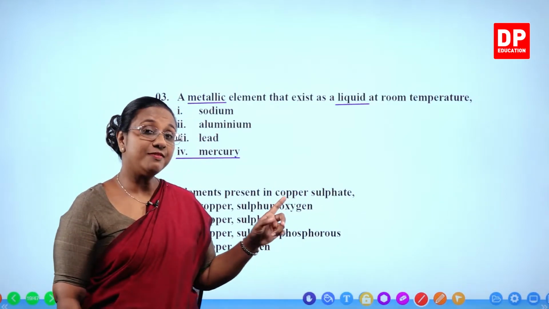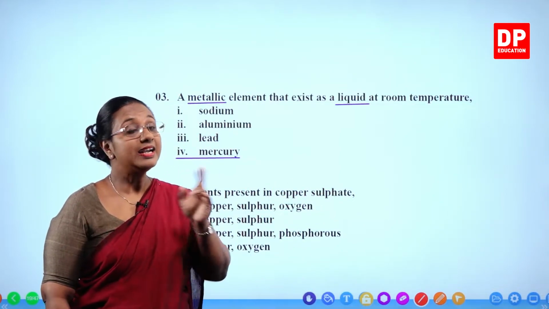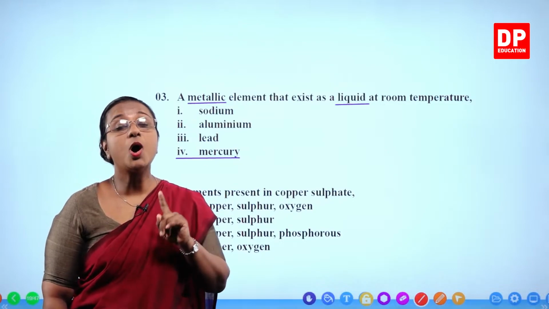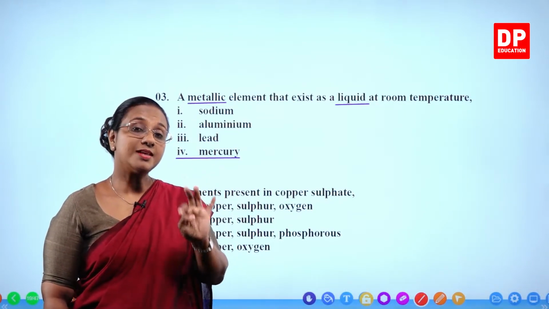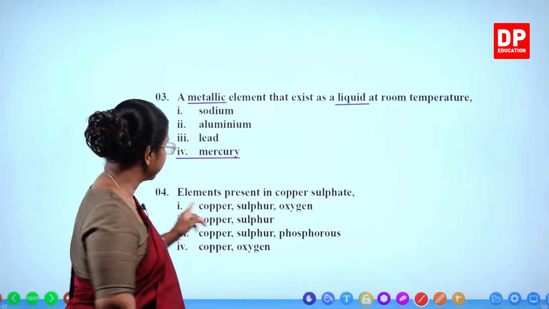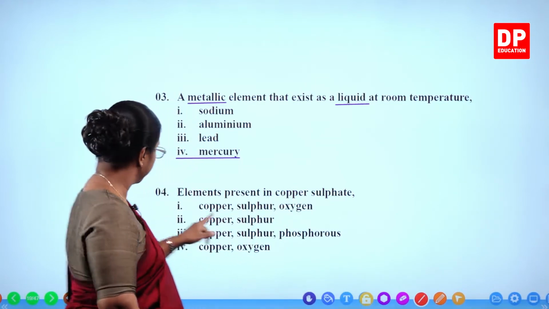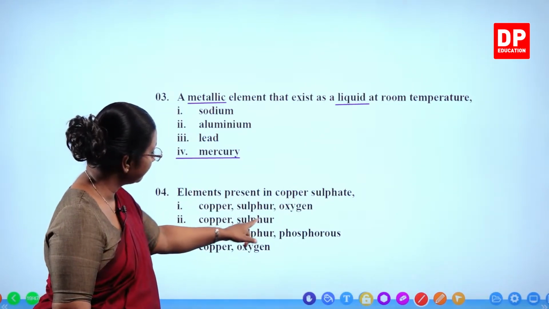So when we say sulfate, sulfur should be there. Another element is there. It is oxygen. So copper, sulfur and oxygen are present in copper sulfate. So the answer is copper, sulfur, oxygen.